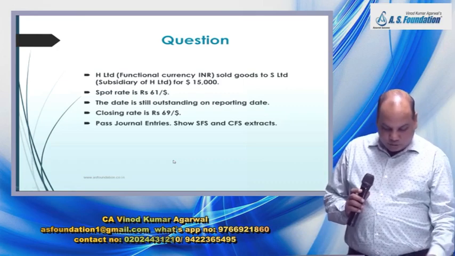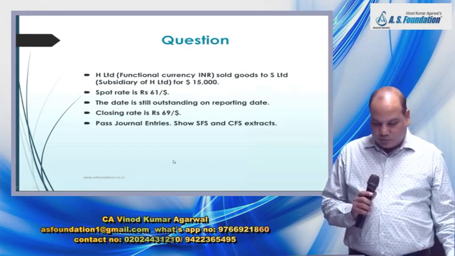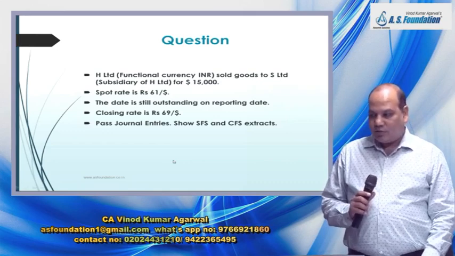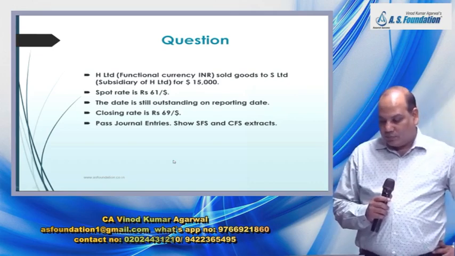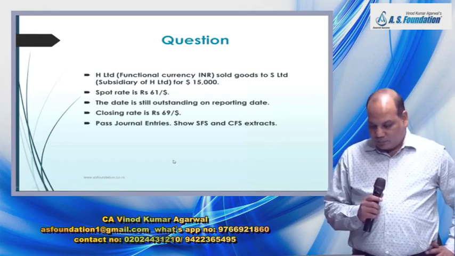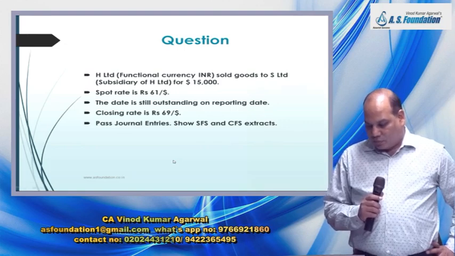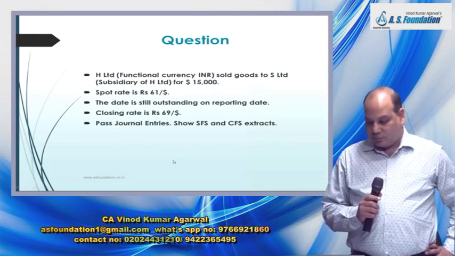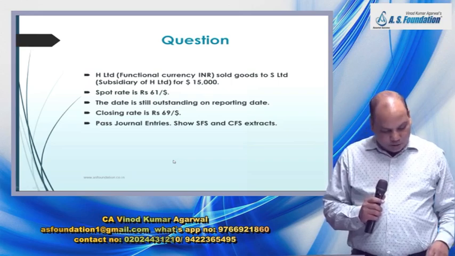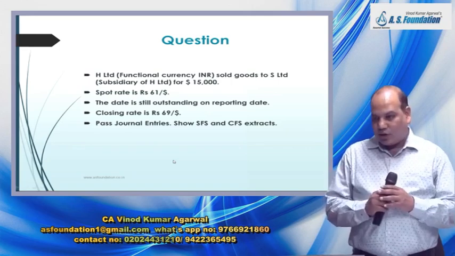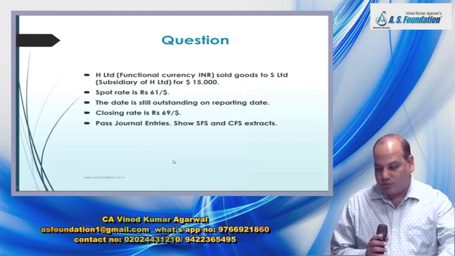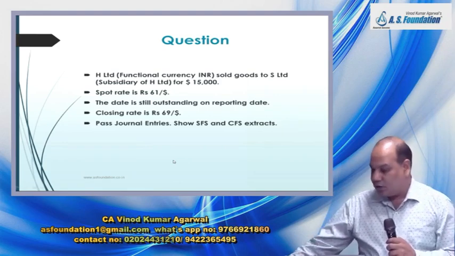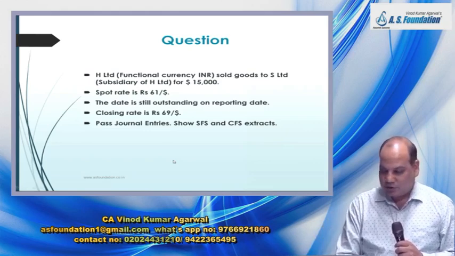Now, dear student, come to question number 36. One more practice without answer now. Question number 36. H Limited's functional currency is INR. It sold goods to S Limited, a subsidiary of H Limited, for $15,000. Spot rate is rupees 61 per dollar. The debt is still outstanding on the reporting date. Closing rate is 69 rupees per dollar. Pass journal entries and show SFS and CFS extract.